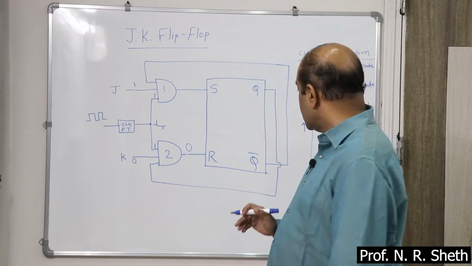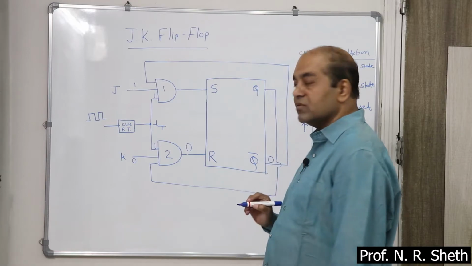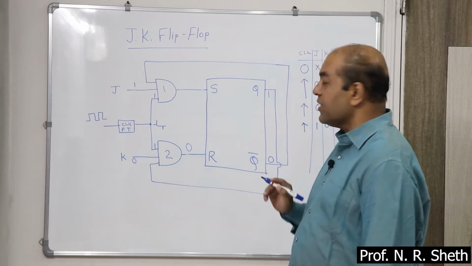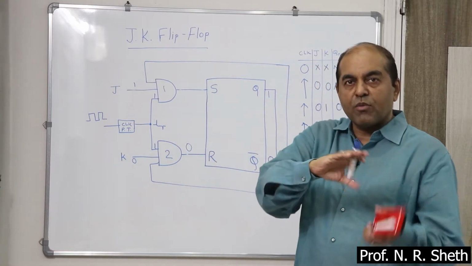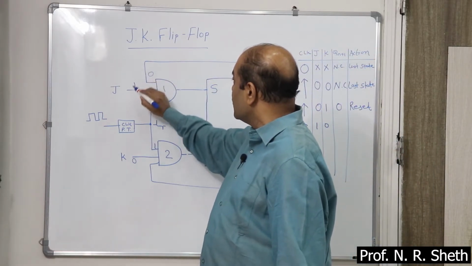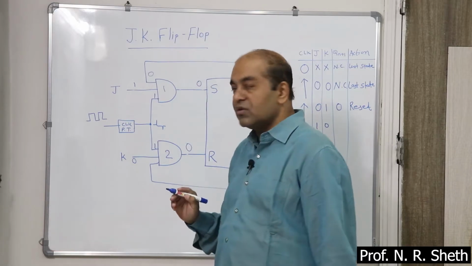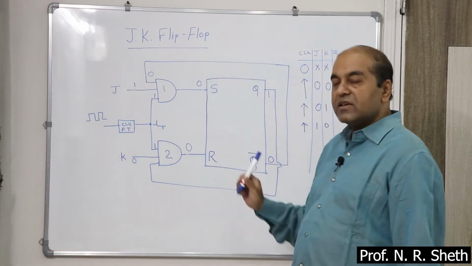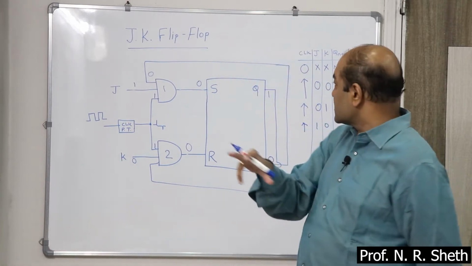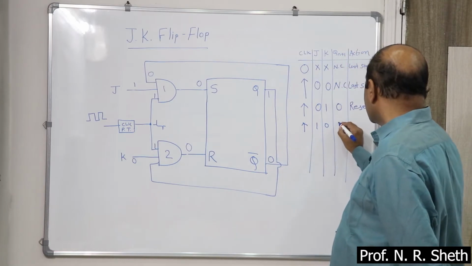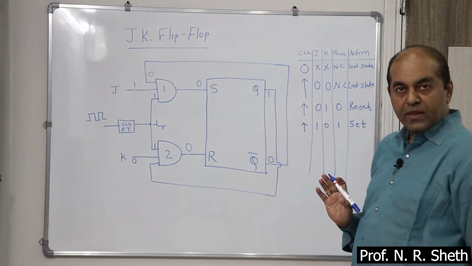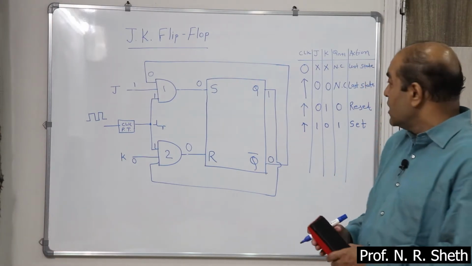Let's say in the previous stage Q bar is 0. Now, if Q bar is 0, at that time Q must be 1 because Q and Q bar should be complements of each other. So, 0 comes here, 1 1 0 means this one is 0, S is 0, R is 0, RS flip-flop retains the last state. Retaining the last state means Q becomes 1. So, we can say that the flip-flop is set. This is the first possibility. Now, the second one.